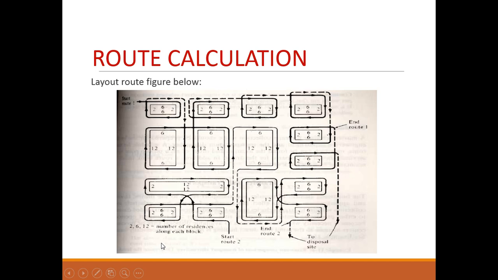Additionally, regarding the other information contained therein, we see some numbers in each of the blocks. Each of those would be a residential block. These are the number of residences along each block. We have 2, 6, and 12. For example, it means that we have 2 houses on this side of this block, 2 on this side, 6 on this side, and 6 on this side. And we see we have different size blocks. So now that we understand what the route layout looks like, let's do some calculations.